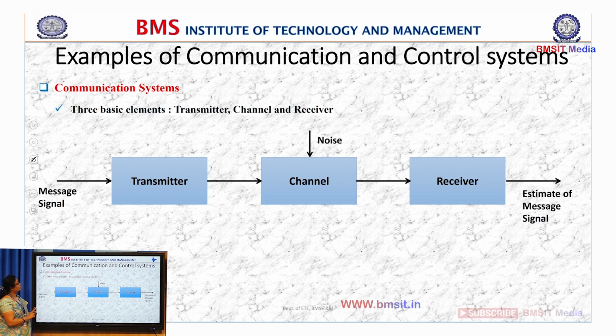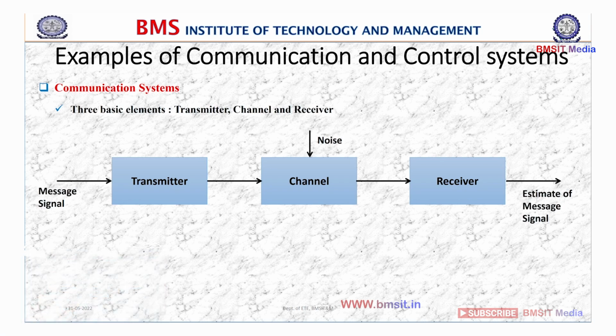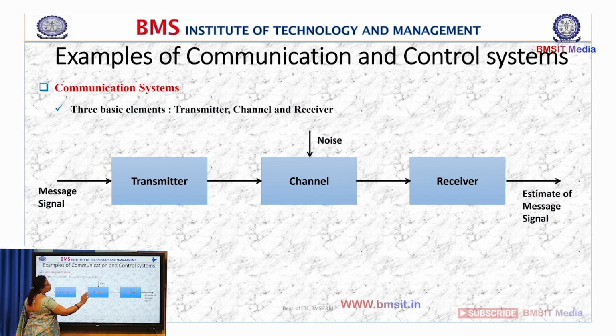This is the block diagram of a communication system. The three basic elements, transmitter, channel and receiver, all form the system, and the input is the message signal and the output is the estimate of the message signal. All these intermediate signals, that is the output of the transmitter and the output of the channel, are internal signals.